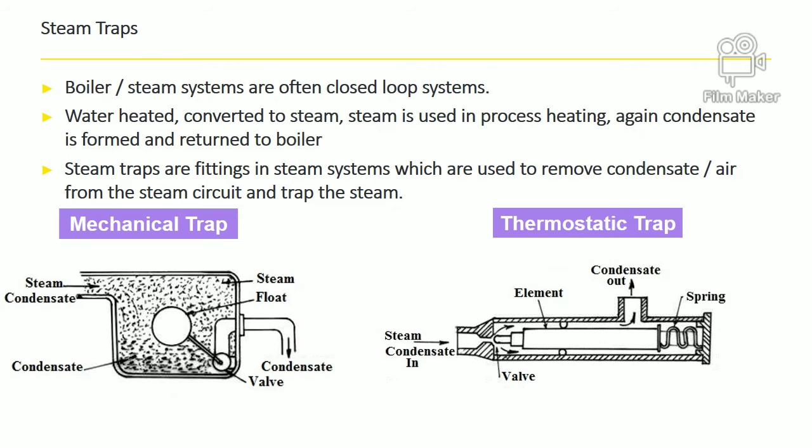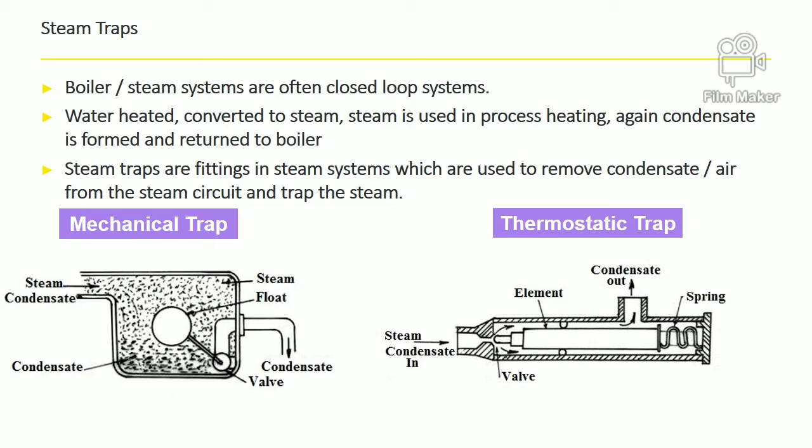Let us discuss something about steam traps. Boilers or steam systems are often closed loop systems. Water is heated, converted into steam in the boiler. Steam is used for process heating. Again condensate is formed and it is returned to boiler. Steam traps are fittings in steam systems which are used to remove condensate or air from the steam circuit and trap the steam.